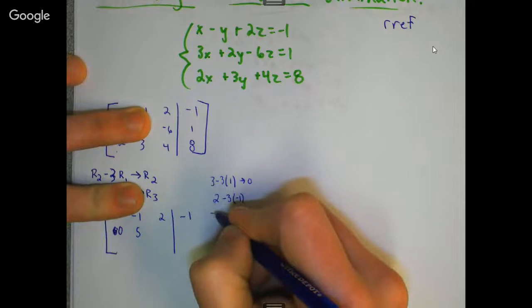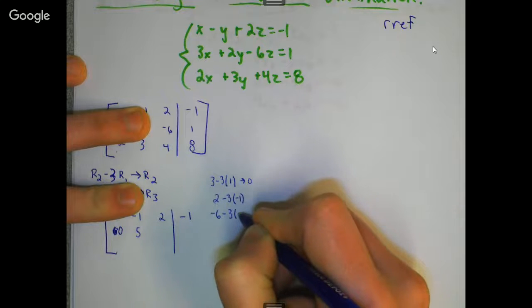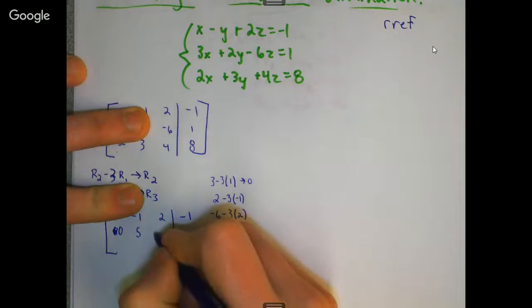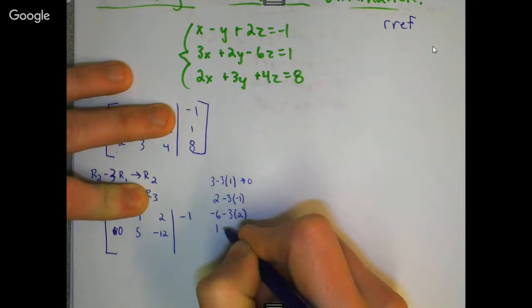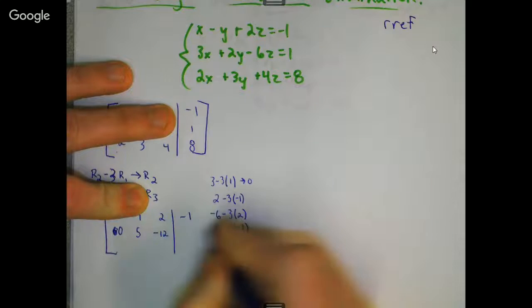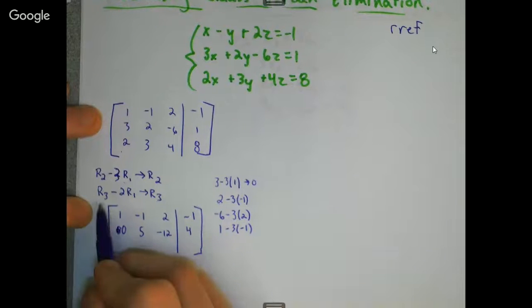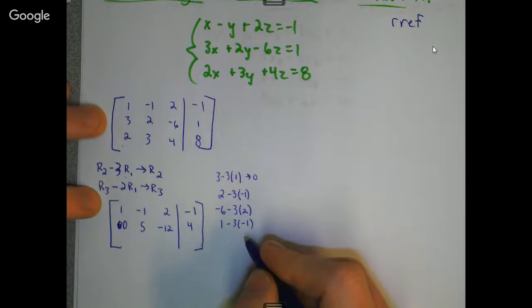Next column. So negative 6 minus 3 times 2. So that's negative 6 minus 6. It's negative 12. And our answer, 1 minus 3 times row 1. So that's 1 plus 3, which is 4. Okay, so now we can move to the second operation we're going to do, which is row 3.